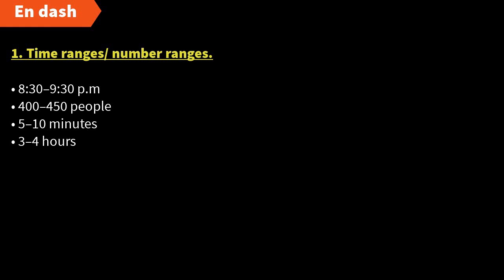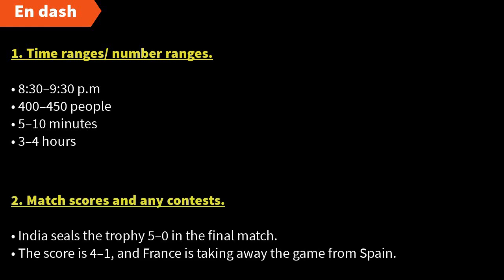Second way to use an N dash is to talk about the score of a game or the score of any contest. For example, India seals the trophy 5–0 in the final match. Remember, it's an N dash, smaller than the M dash. Understood? The score is 4–1 and France is taking away this game from Spain. The score is 4–1. Again, we've used a dash here. So that's how we use N dash, guys. See, it's very different from M dash. So use them according to their usages. Now you know how they're used, right?